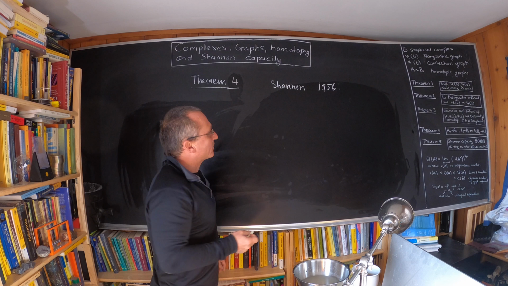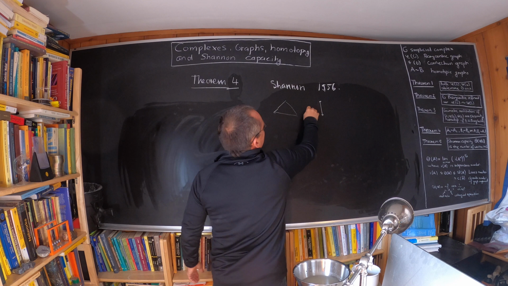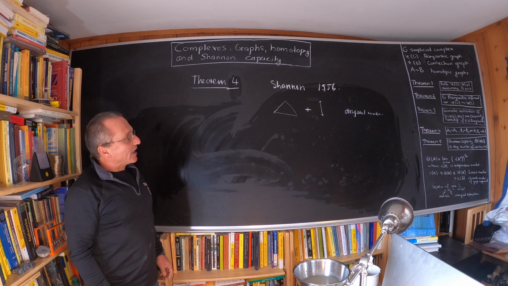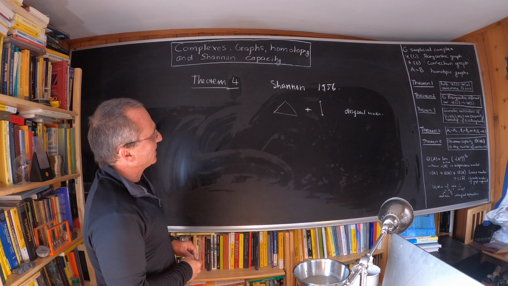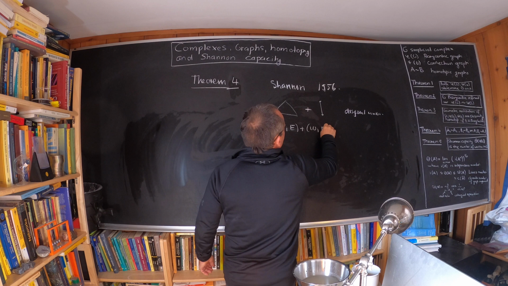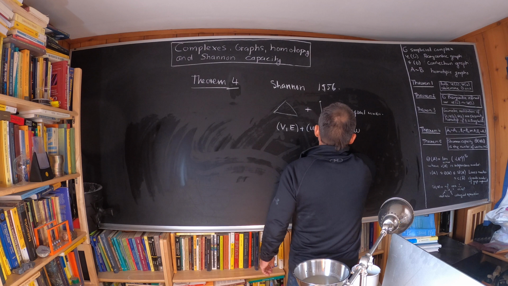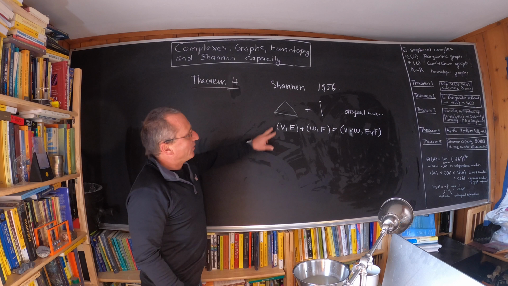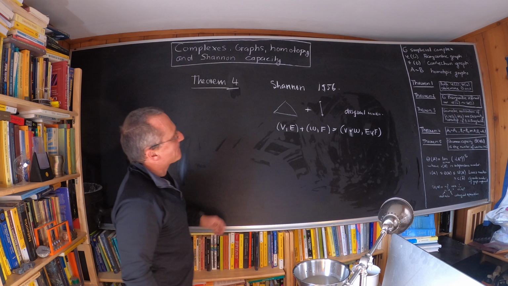So first of all, you can add graphs. This is the disjoint union. If you have V, E plus another, this is the disjoint union of the vertices and the disjoint union of the edges. So this is a monoid, and you can extend it to build a group, and then the multiplication will make this a ring.